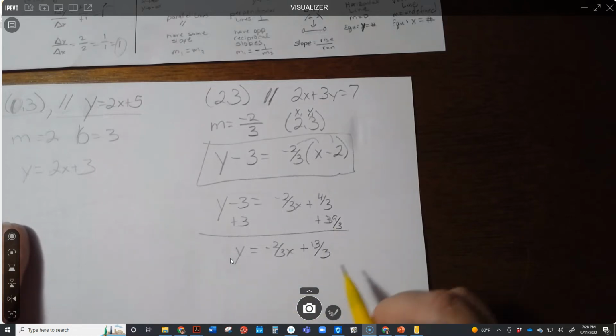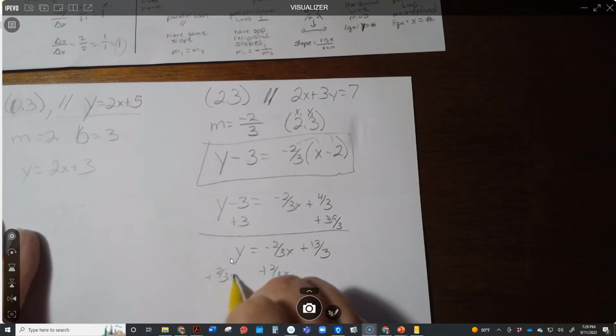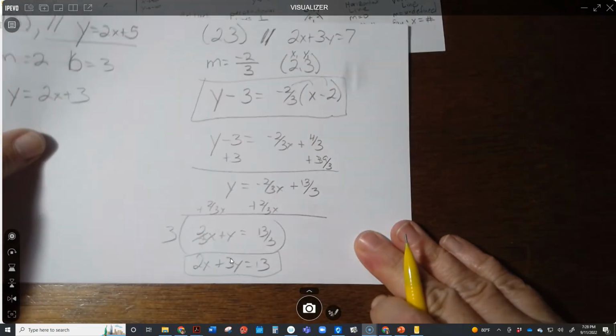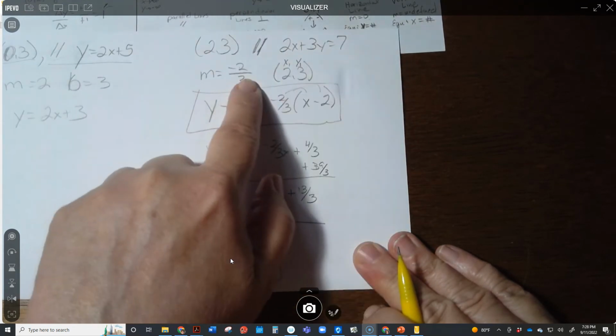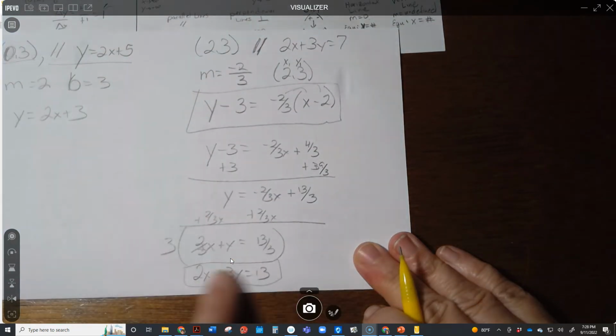If I want it in standard form, add 2/3 x to both sides. 2/3 x plus y equals 13/3. Multiply by the denominator of this term, which is a 3. So that becomes 2x plus 3y equals 13. There it is in standard form. Okay, so if they give you parallel, find the slope of whatever they give you, use that slope, use whatever information they give you to write whatever equation they ask for.